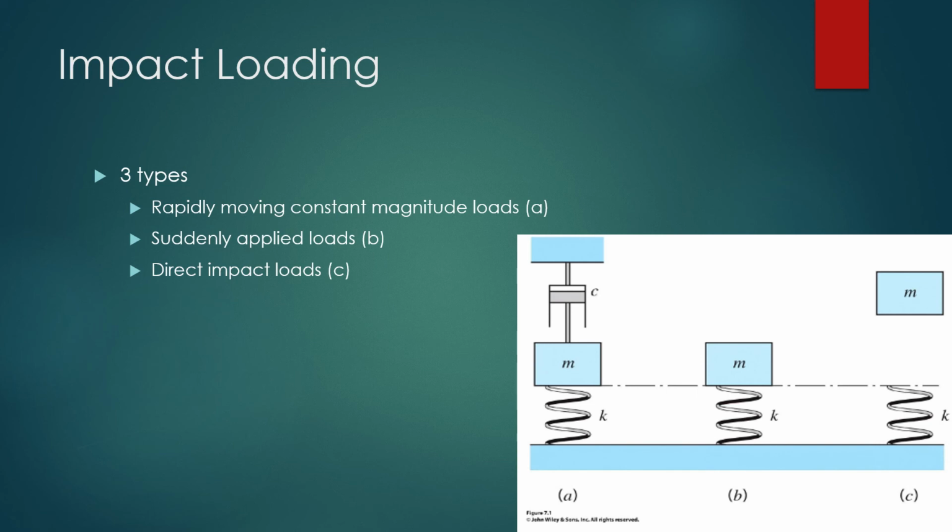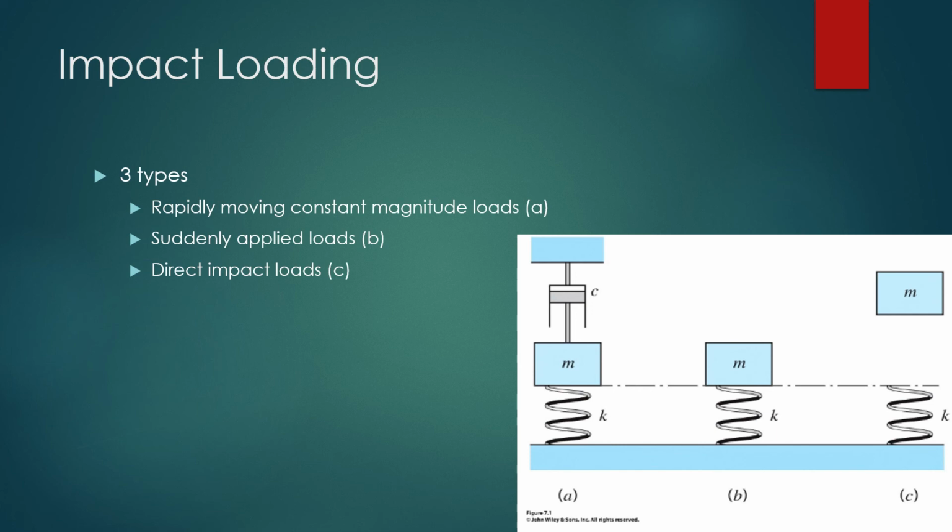So in impact loading, there are three main types. The first being a rapidly moving constant magnitude load, which is demonstrated by figure A. The second is a suddenly applied load, which is demonstrated by figure B. And the third is a direct impact load, which is demonstrated by figure C.